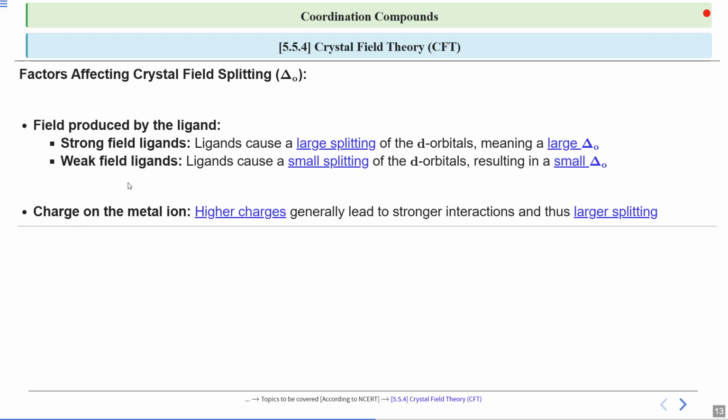The second factor is the charge on the metal ion. The central metal ion in the complex has some charge on it, right? If the charge is higher, it generally leads to stronger interactions and thus larger splitting between the d orbitals, and larger splitting means larger delta naught. So the charge of the metal ion also affects the crystal field splitting delta naught.